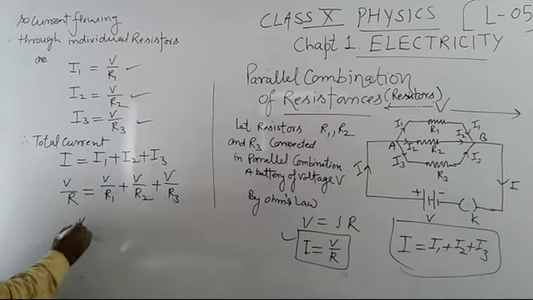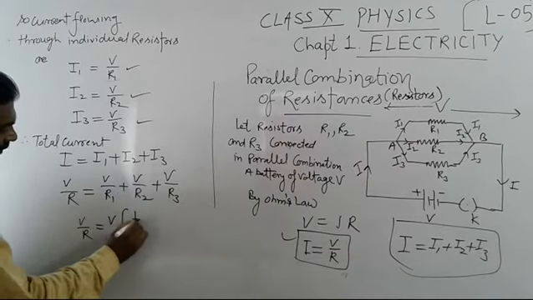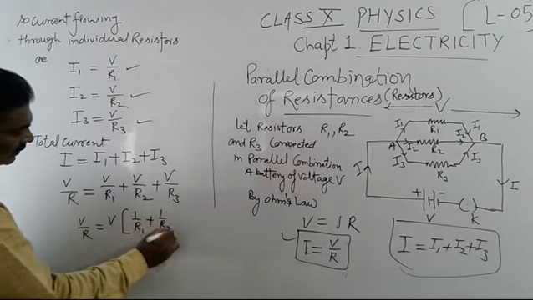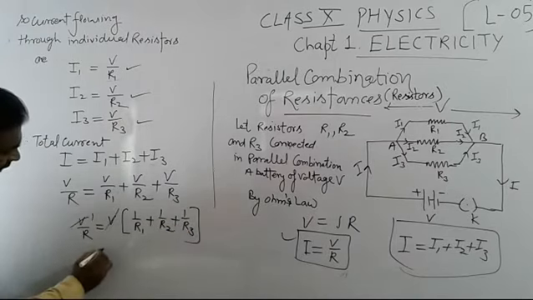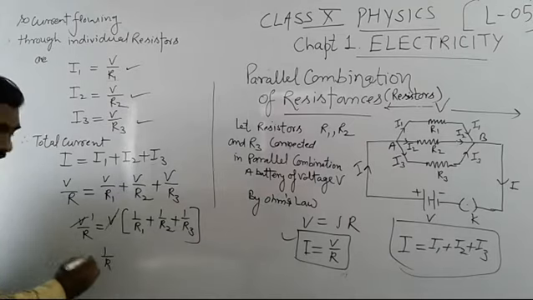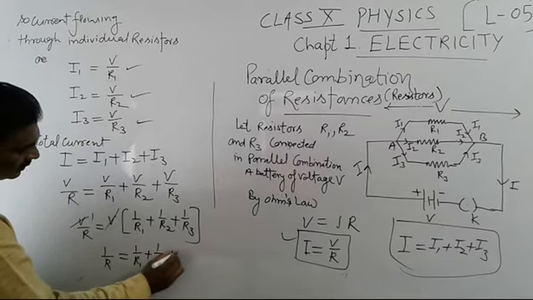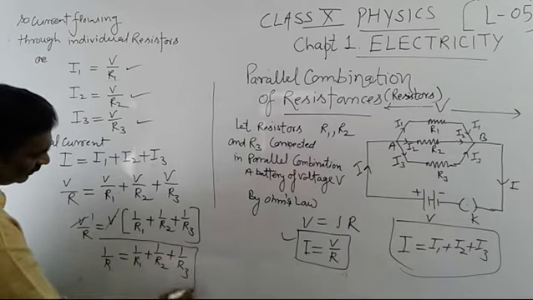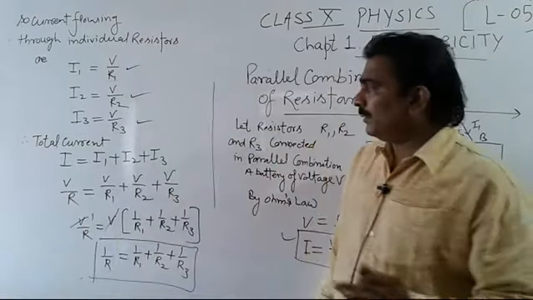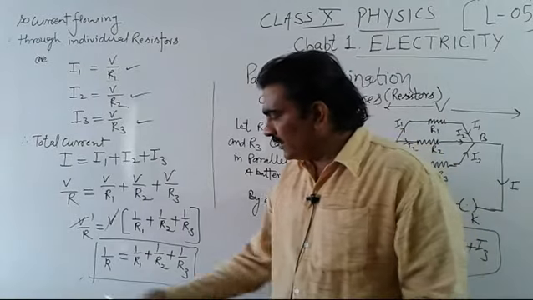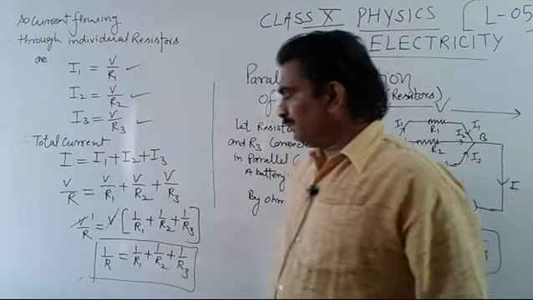Now V upon R is equal to, here we take V as common, then under bracket 1 upon R1 plus 1 upon R2 plus 1 upon R3, students. Here V cancels out, therefore we finally get 1 upon R is equal to 1 upon R1 plus 1 upon R2 plus 1 upon R3. So students, this is the final formula when we want to find equivalent resistance or total resistance in case of parallel combination.